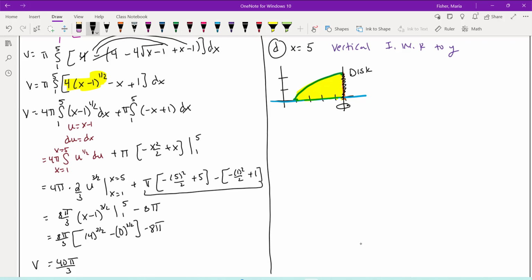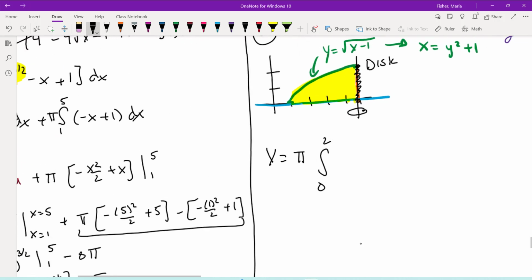Since the axis of revolution is vertical, we're integrating this with respect to y, which means that this curve right here, instead of thinking of it as y equals the square root of x minus 1, I have to think of it as x equals y squared plus 1. So now let's find the radius here because we know our limits of integration. We found those before. It was from 0 to 2. So from 0 to 2. Now we have to find that radius.